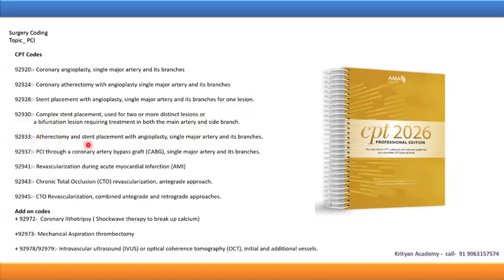92933 is atherectomy and stent placement with angioplasty, single major artery and its branches. This is a combo, right? 92933, atherectomy and stent only. And 92937 is PCI through a coronary artery bypass graft, single major artery and its branches. So along with the CABG procedure, coronary artery bypass graft, if they're also performing this PCI, yes, we can use this 92937 only.